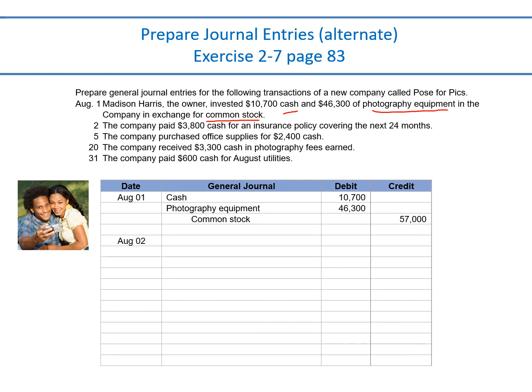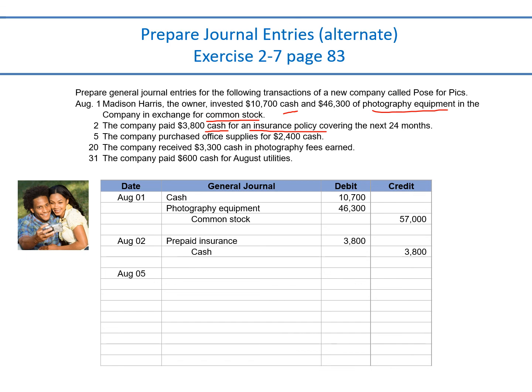On August 2nd, the company paid $3,800 cash for an insurance policy covering the next 24 months. Our two accounts affected are cash, and then we're going to have prepaid insurance because it's covering future months. So in order to increase our asset account prepaid insurance, we debit. In order to decrease our asset account cash, because we're paying money out the door, we decrease asset accounts with credits.